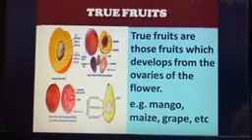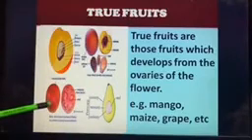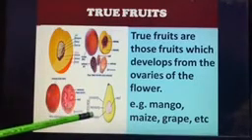Now we come to true fruits. The definition of true fruits is: true fruits are those fruits which develop from the ovary of the flower, right? It is very important. Here floral parts are not participating in the formation of fruit; the fruit develops only from the ovary, right? These types of fruit are said to be true fruits. Here you are seeing the diagrams. Tomato is a true fruit. Avocado is again a true fruit.